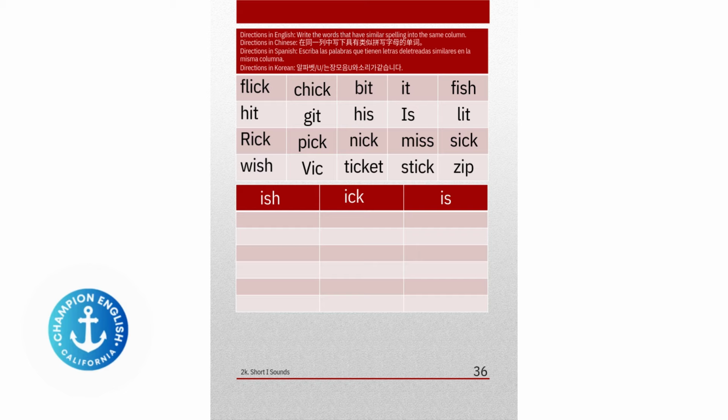Okay, I'm going to give you 30 seconds. Ready? And let's go. 30, 29, 28, 27, 26, 25, 24, 23, 22, 21, 20, 19, 18, 17, 16, 15, 14, 13, 12, 11, 10, 9, 8, 7, 6, 5, 4, 3, 2, 1, and 0. Okay, students, you should be done now. Let's go ahead to the next page so you can check your work.